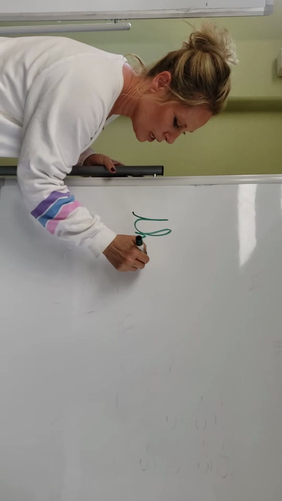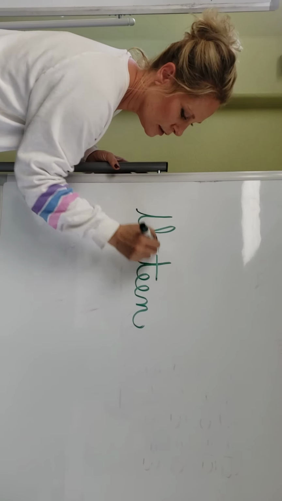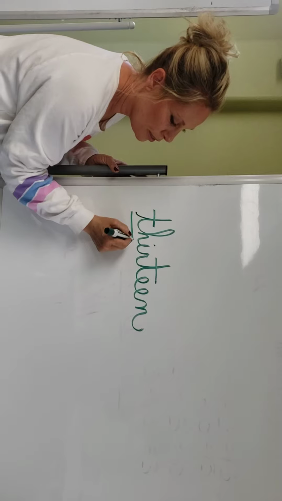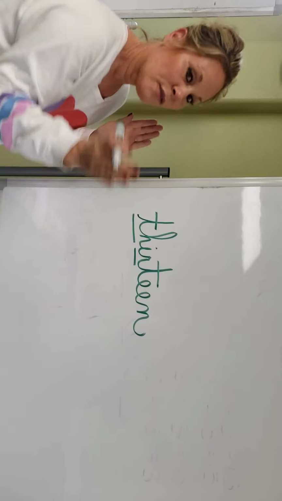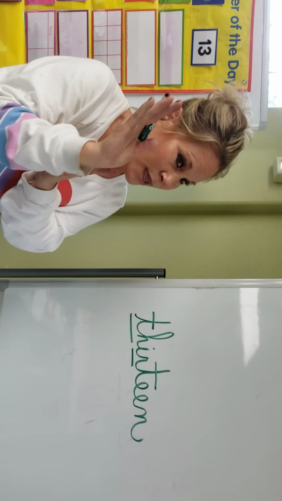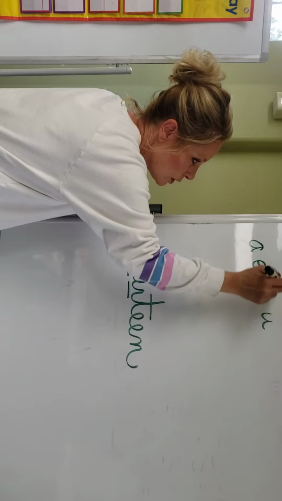Two-letter er, like in bird and girl, and then teen. Okay, we have two-letter er, like in bird and girl, because in that first clap, you only hear the R, but we have to have A, E, I, O, or U.